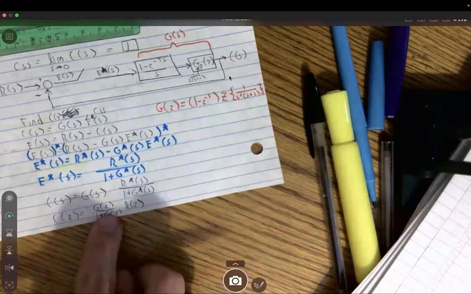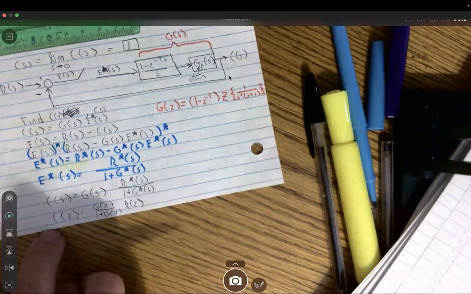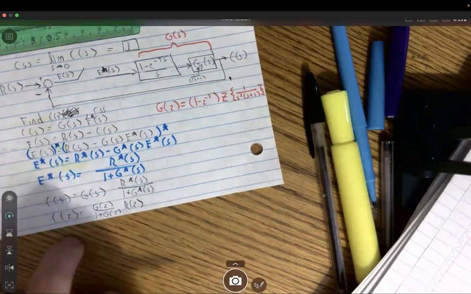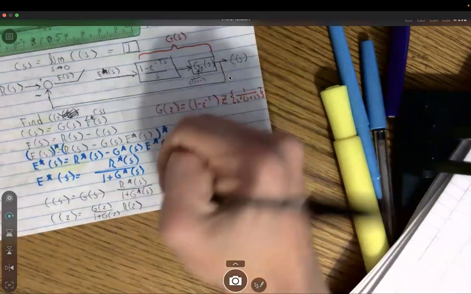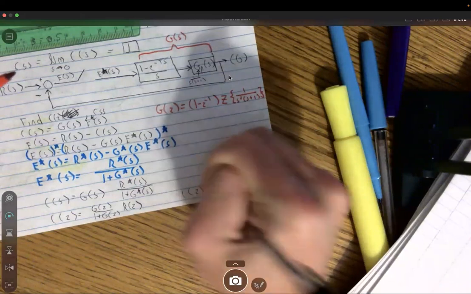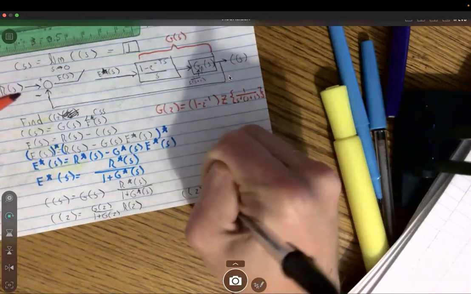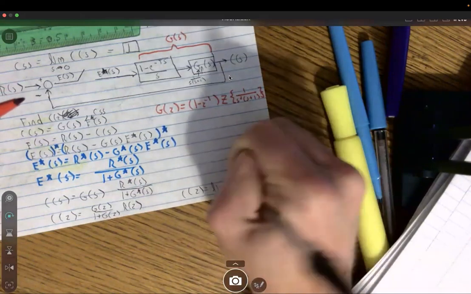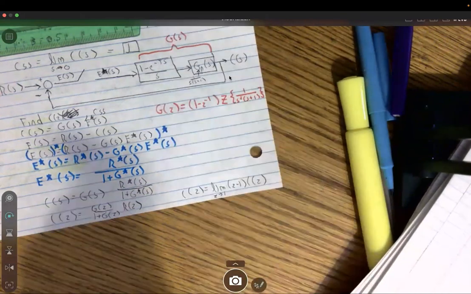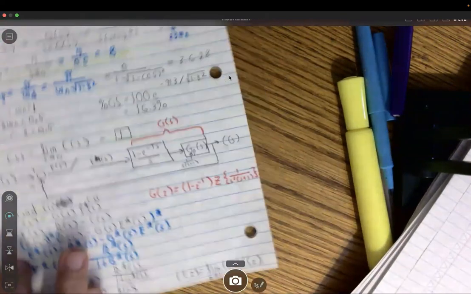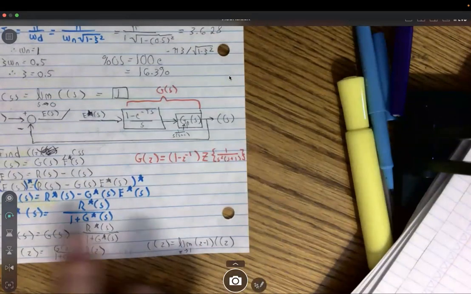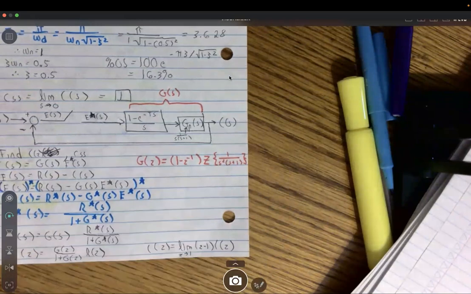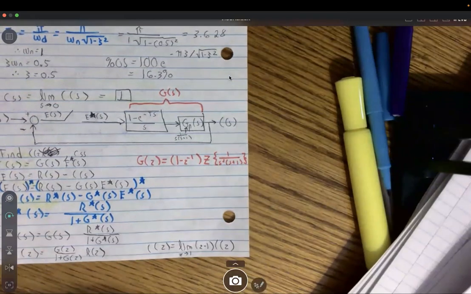Once you get the final result in here, you're going to get your C of Z, and then you solve for your C of Z to get your unit step response, and then your final value. Remember, your final value in the Z domain is just the limit as Z goes to 1 of (Z minus 1) C of Z. That's how you would solve for your final value. So if you know how to find G of Z, you just plug it in and you can do it. I'm not too worried about that one.